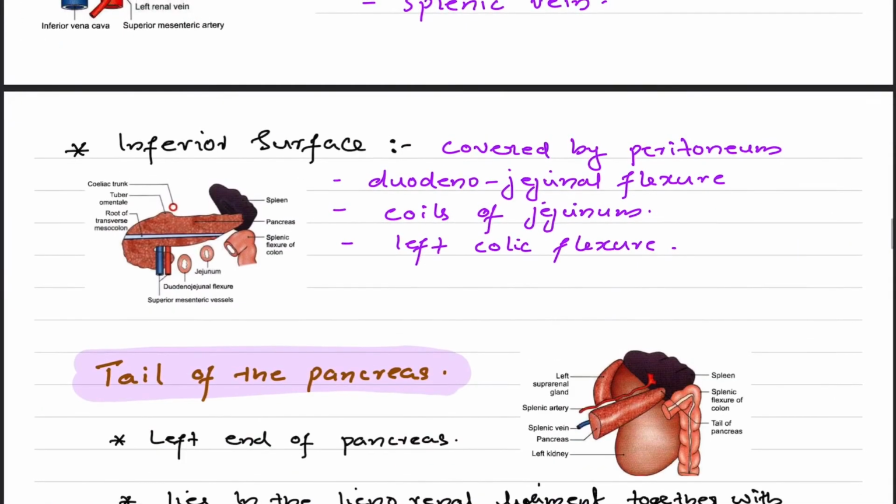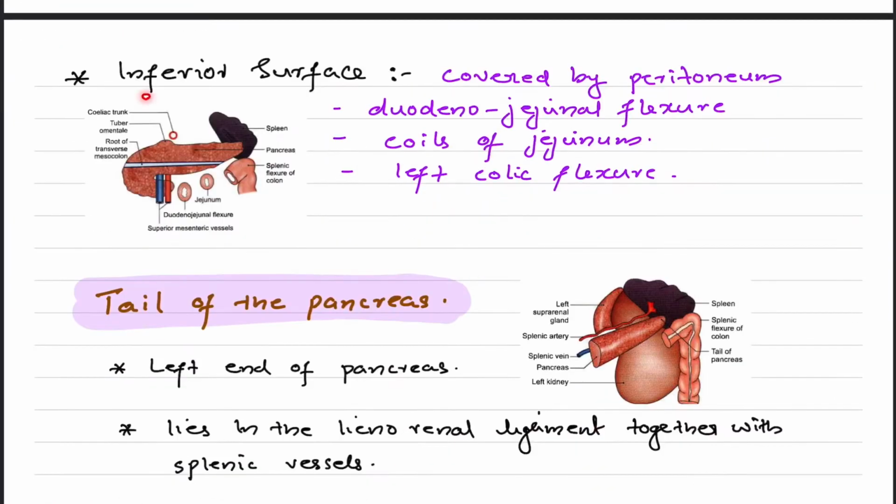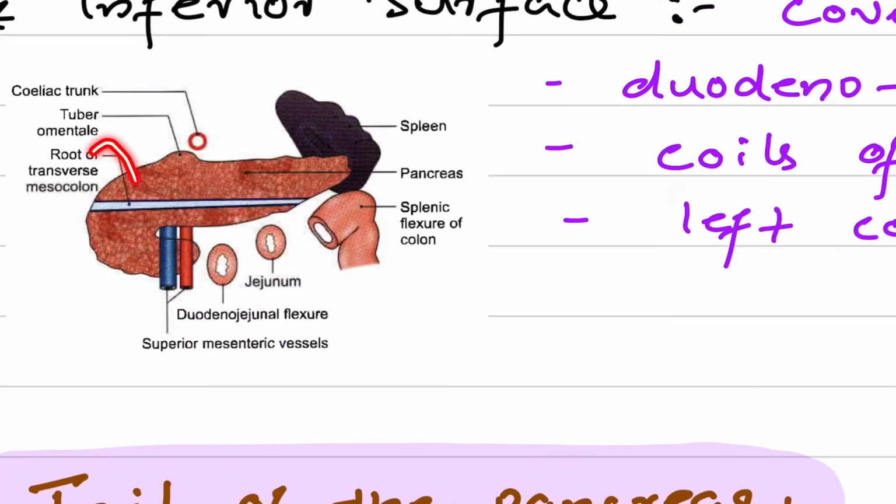Now the inferior surface. In the inferior surface, what do we have? It is covered by peritoneum. We have the duodenojejunal flexure, coils of jejunum and left colic flexure. First part of duodenum, second part of duodenum, third part of duodenum, fourth part of duodenum. From here, the duodenum combines with the jejunum. So this is called the duodenojejunal flexure.